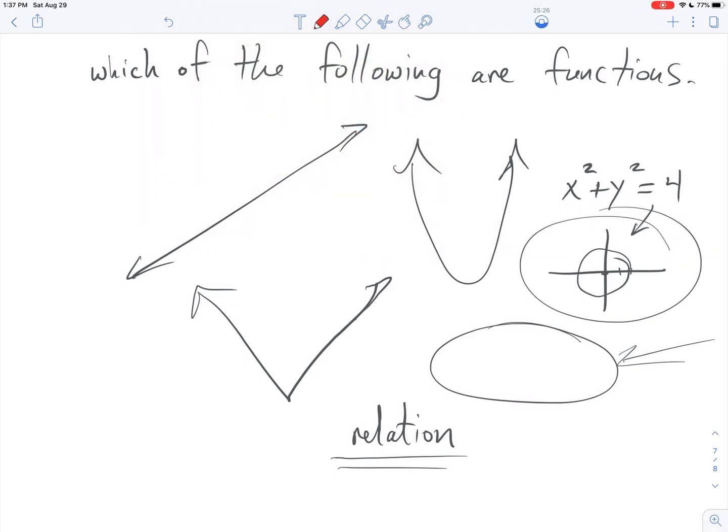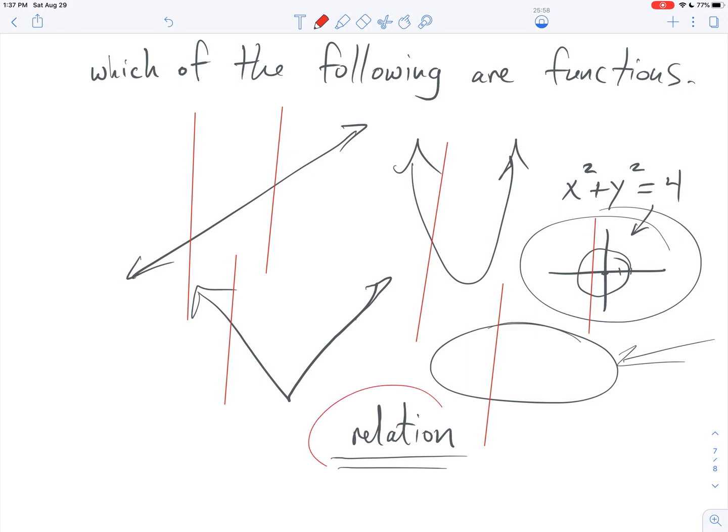If I draw a vertical line through this line, I only hit it in one spot. I could do it over here. I only hit it in one spot. I draw a line through this absolute value. I only hit it in one spot. Draw a line through this parabola. I only hit it in one spot. I draw a line through this oval. It hits it twice. The circle hits it twice. If the graph you have can be hit more than one time by a vertical line, it's not a function. It's called a relation.